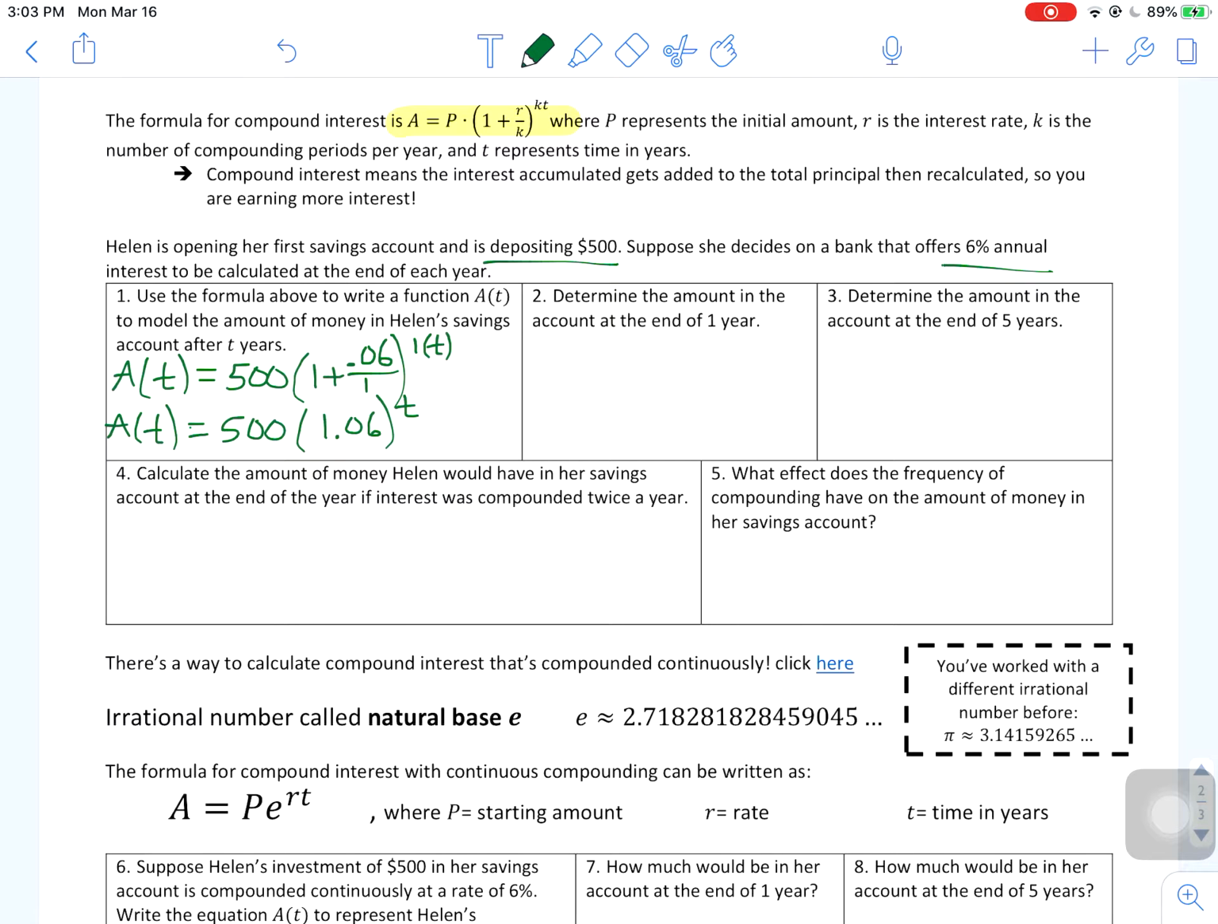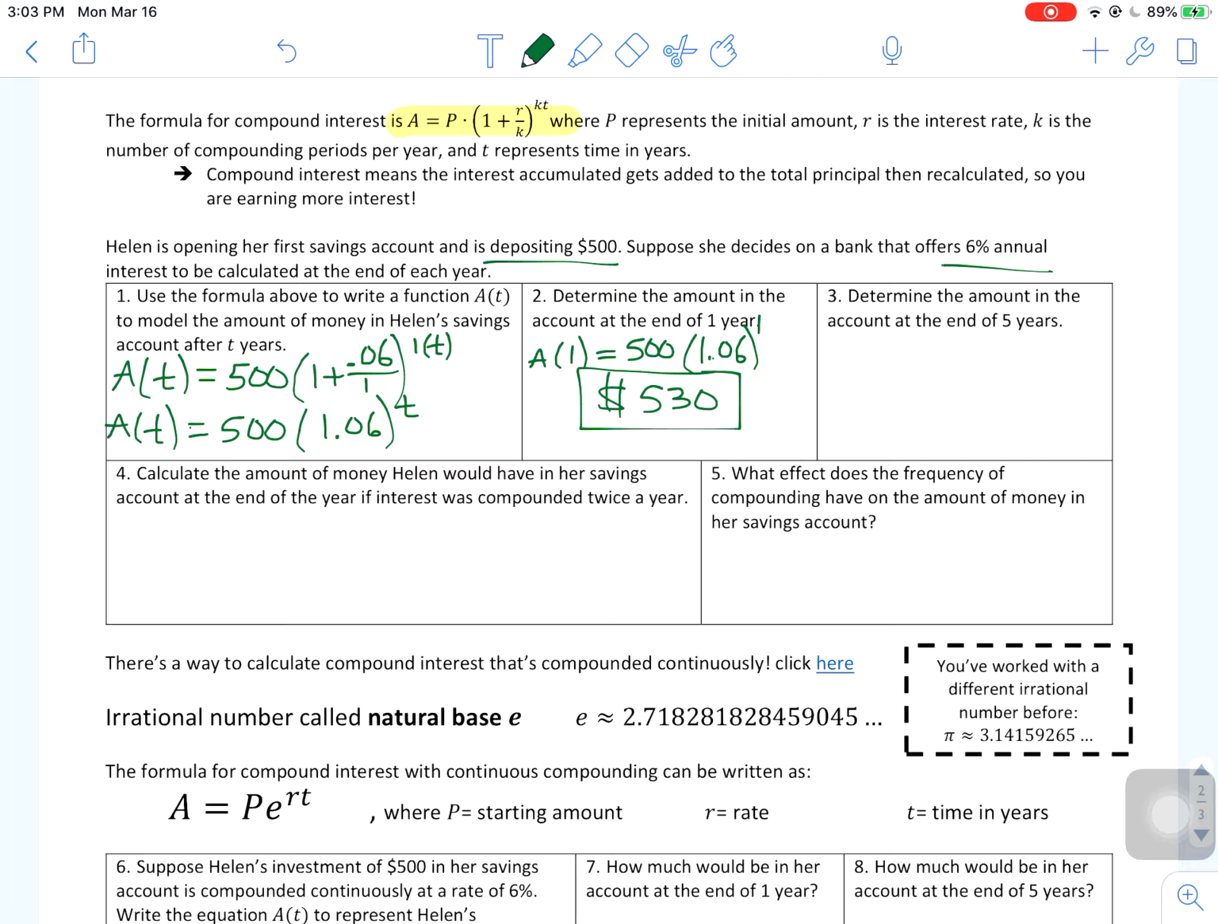On number 2, determine the amount in the account at the end of 1 year. So T is going to turn into 1. So A of 1 equals 500 times 1.06 raised up to the 1. When you type that in, you get $530. Pause the video, try number 3.